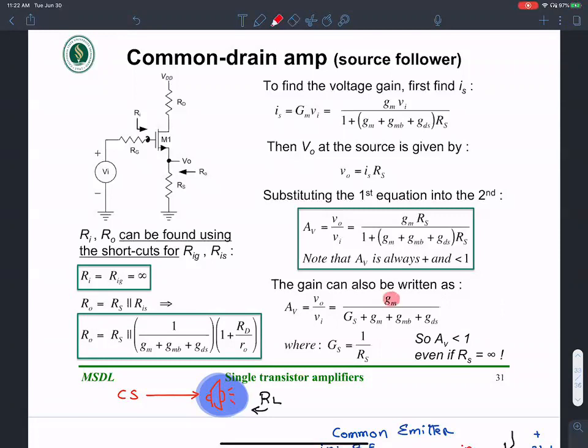So the dominating term here is gm by gm. gmb is a small quantity. gds is a small quantity. And 1 over RS is a small quantity as well.